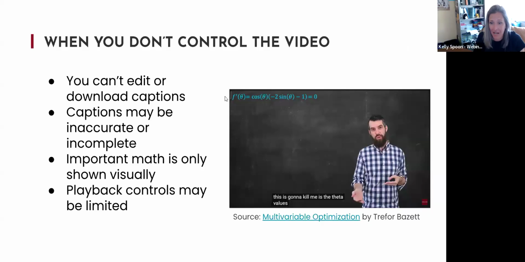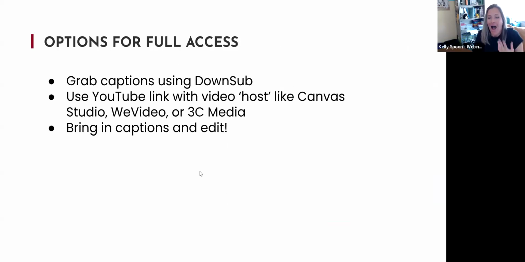I can't really edit the downloaded captions. They might be inaccurate. Really, now I can. There's this lovely site, Downsub, where you just put in the YouTube link, and if you click download SRT, it gives you the whole beautiful caption, all the captions with timing.